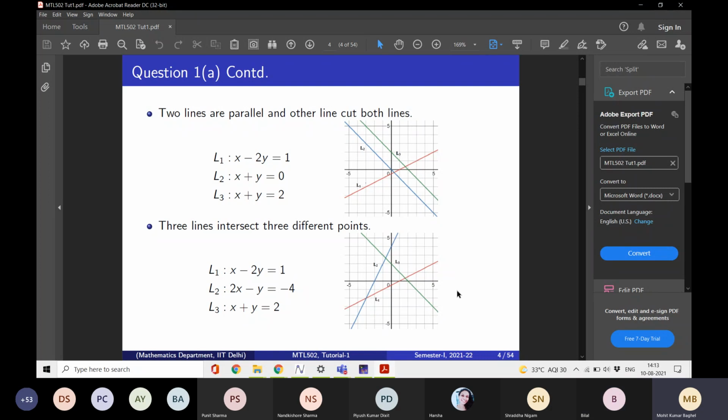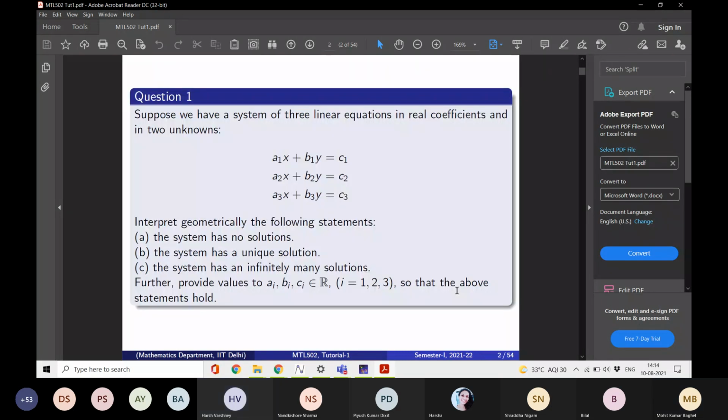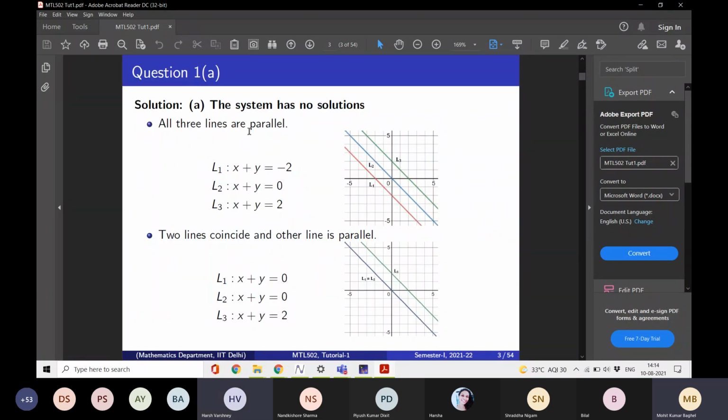Yes, sir. So in this case, we also have to find out A_i, B_i, and C_i. So how to find out A_i, B_i, and C_i? Do we have to find all intersections and then impose the condition that these three intersections should be different? Can you repeat your question? The last line, whatever you said, I understand. In this question, we have to also find out A_i, B_i, and C_i. So how to find them?